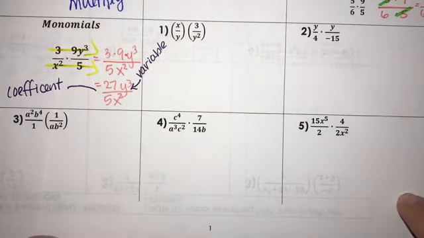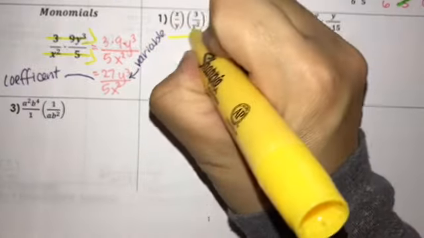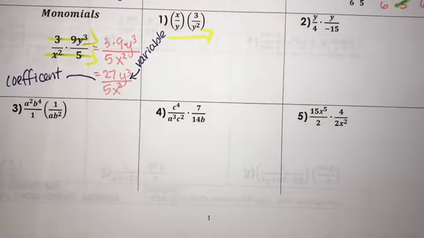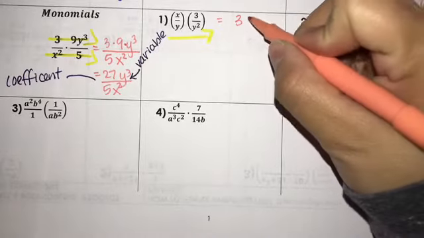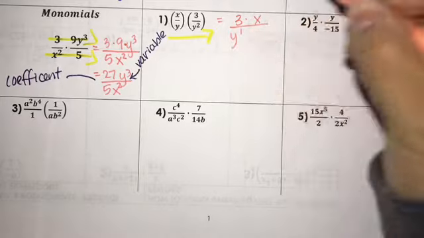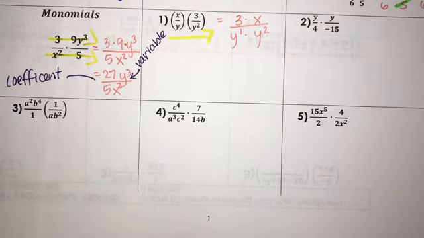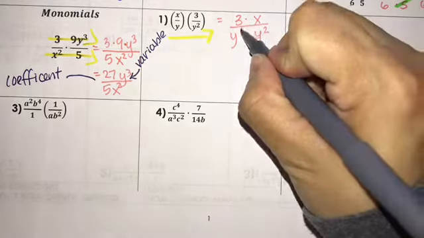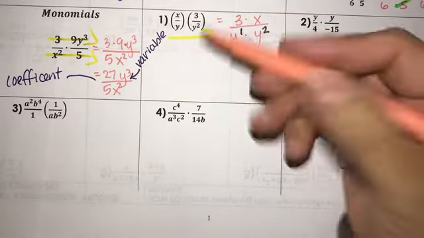Okay, let's go ahead and look at our first example, number 1. So I have, again, multiplication going across. 3 times x divided by y to the first times y to the second. So these exponents in particular are going to be added together, the 1 and the 2. Let's go ahead and continue.